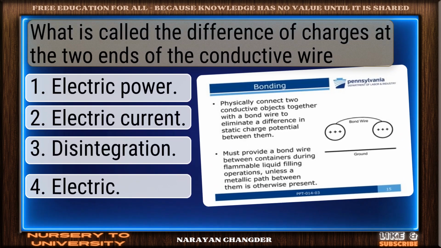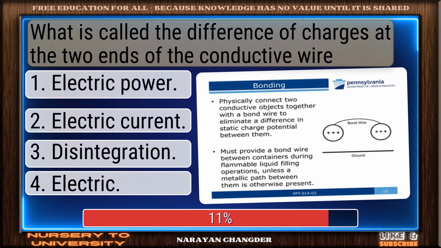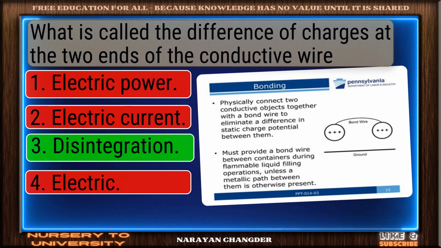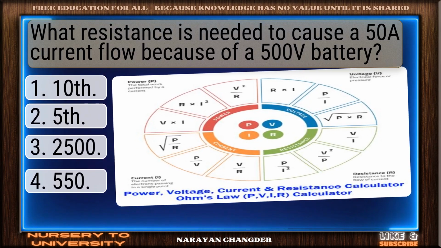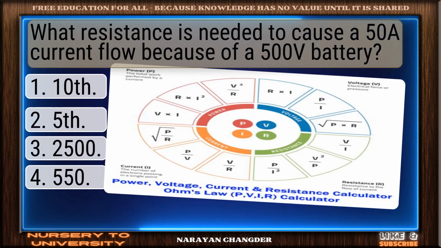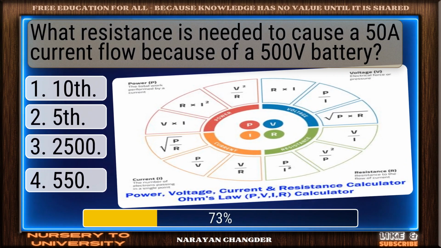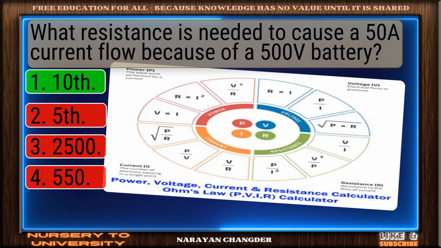What is called the difference of charges at the two ends of the conductive wire? Good thinking. Disintegration is right. What resistance is needed to cause a 50 A current flow because of a 500 V battery? Nice work. 10 ohms fits perfectly.